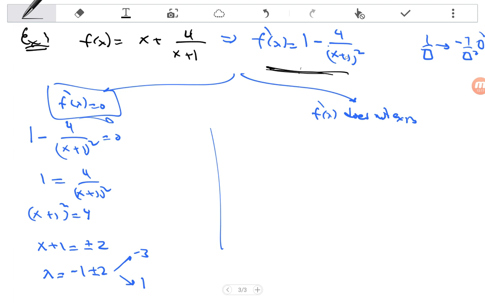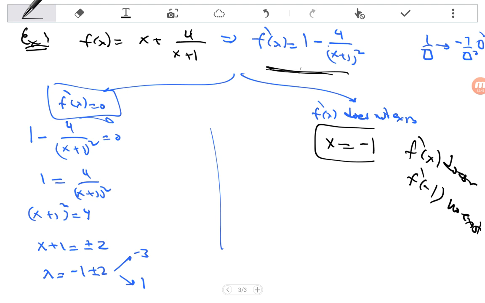This derivative would not exist at the values that make the denominator equal to 0. So in this case the derivative would not exist. At x equals negative 1, f dash does not exist. F dash does not exist at x equals 1, or I may say that f dash of negative 1 is undefined or does not exist.